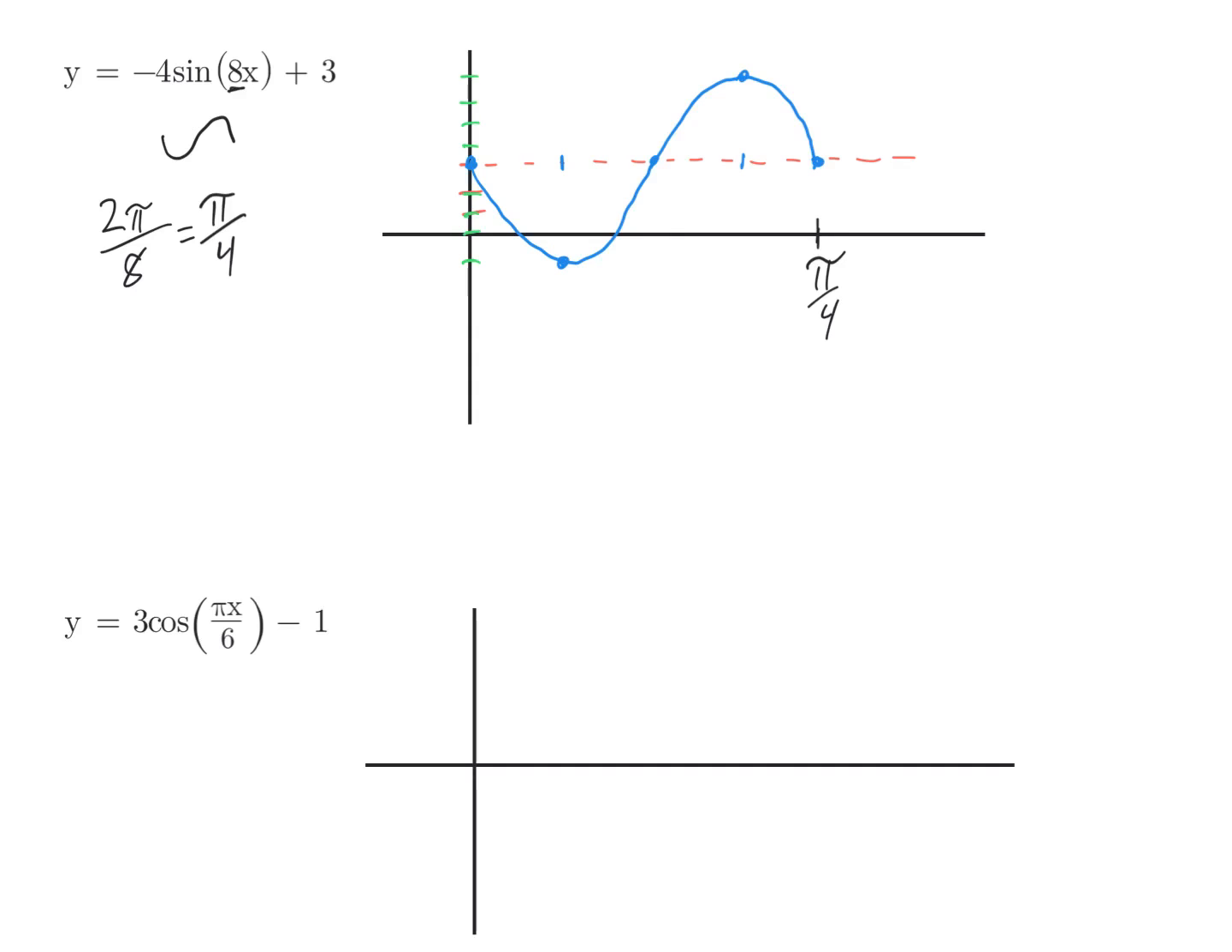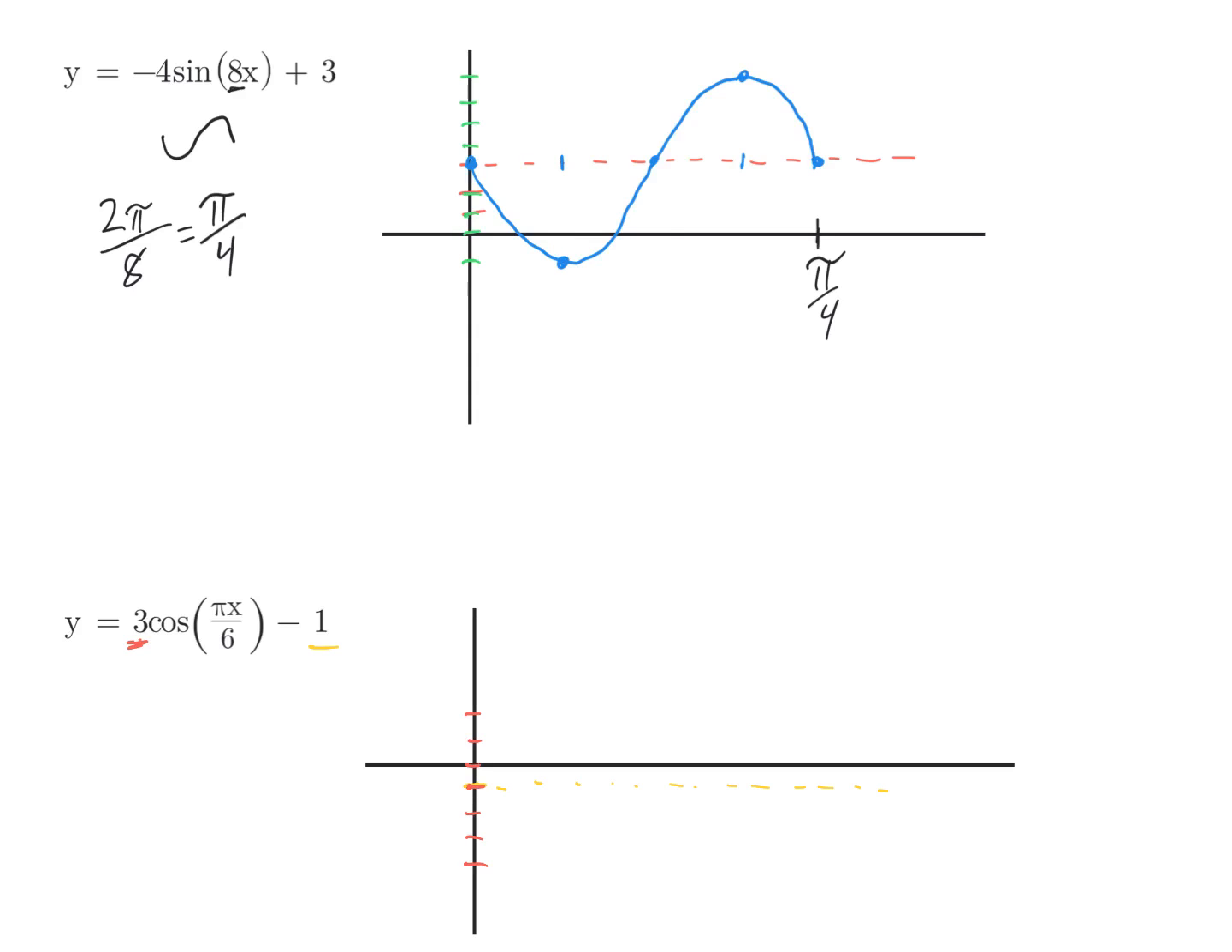So second graph is we start at negative 1. That would be our midline. So we're going to go down 1, and that would be my midline. Boom. Next, we'll look at the 3 here, which is your amplitude. So from here, we're going to go up 1, 2, 3, and we're going to go down 1, 2, and 3.